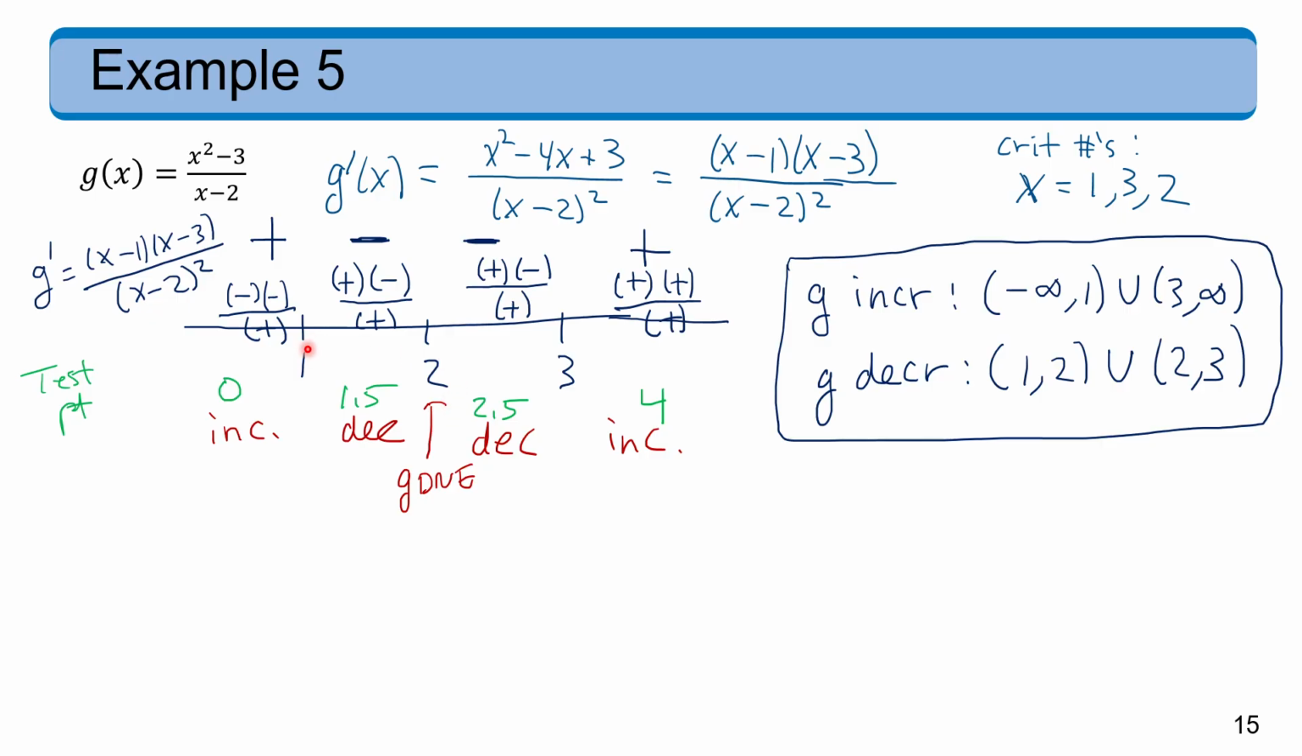So let's look at our other points. Here it switches from increasing to decreasing. So we visualize this kind of curve. That tells us we've got a local max here. So we've got a local max at x value 1. Jumping over to 3, it switches from decreasing to increasing, so we've got a local min here at x equals 3.